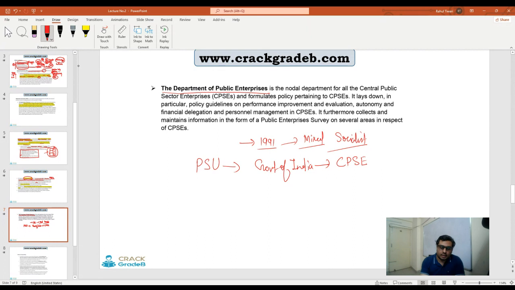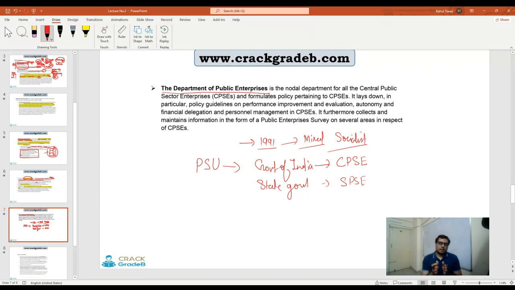Whereas if any company is owned by the state government, then it is known as SPSE, State Public Sector Enterprises. For example, Gujarat State Gas Power Corporation Limited. That is an organization owned by the Gujarat government, not by the government of India.